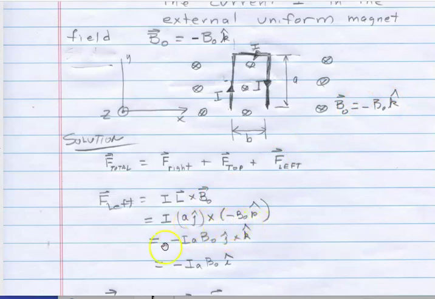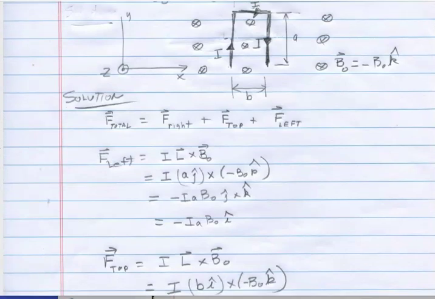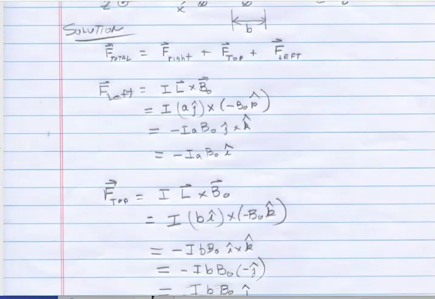I can pull out all of these constants. They've come through nicely, these vectors. Minus I, A, B naught, the minus sign from here. And then I've got j hat cross k hat. And if you look at it, j hat cross k hat is, in fact, i hat. And so the force on this left-hand side is a force pushing it to the left here, going in the minus i hat direction. I can do a similar thing for the top.